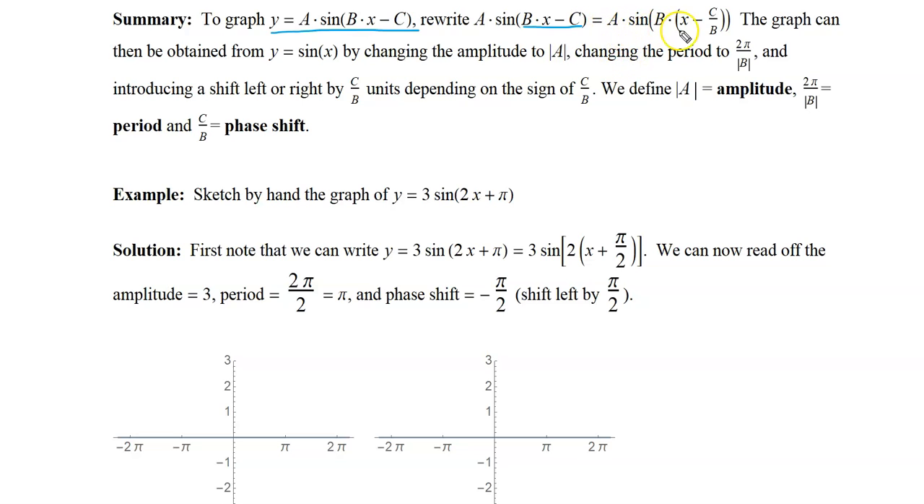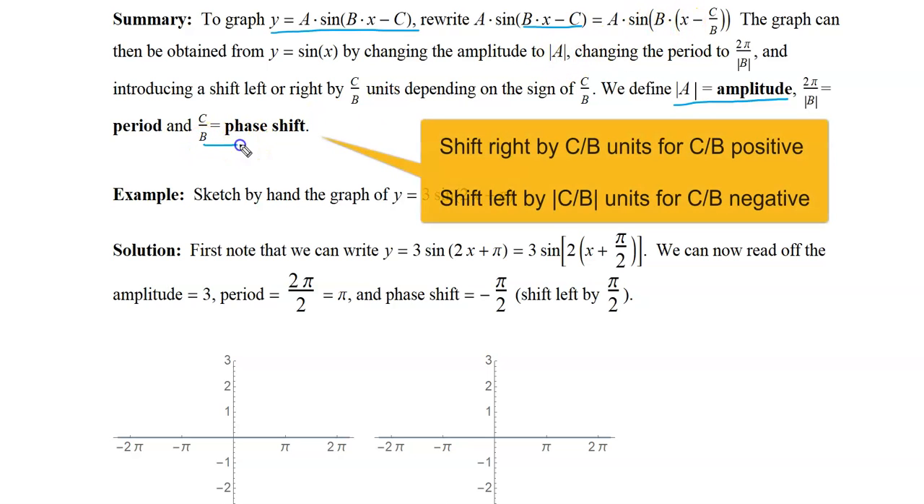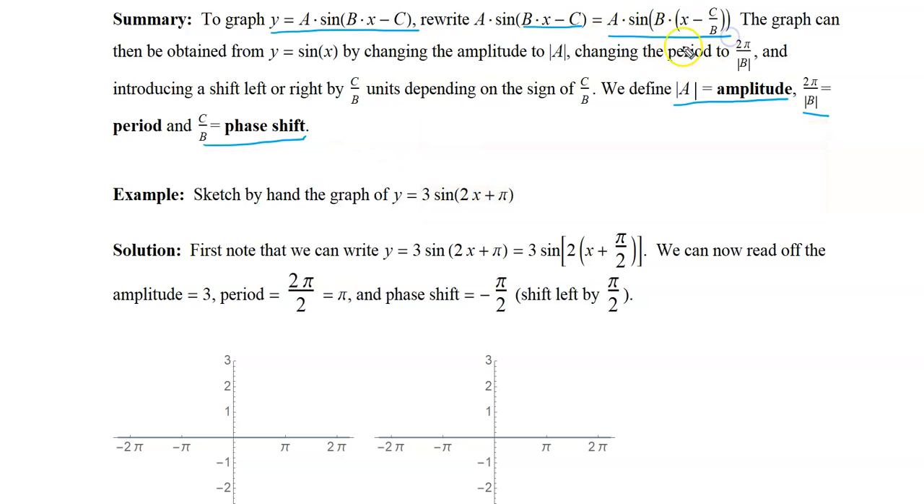The amplitude of this function is just going to be the absolute value of a. The period is going to be 2 pi over the absolute value of b. Just in case this b is negative, we take the absolute value of it. And the phase shift is going to be the c over b part. So that's how we pick off our amplitude, period, and phase shift. We just have to rewrite it in this form right here. And this is also true for the cosine function as well.